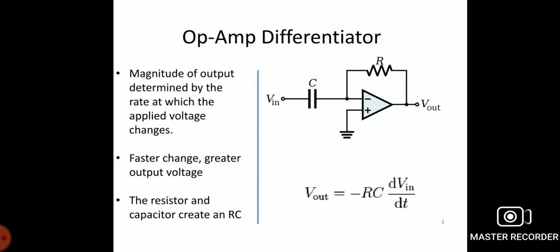First we have to discuss the differentiator. A differentiator is an electronic circuit that produces an output equal to the first derivative of the input. An operational amplifier based differentiator produces an output which is equal to the differential of the input voltage that is applied to its inverting terminal. So the circuit of the operational amplifier based differentiator is shown.